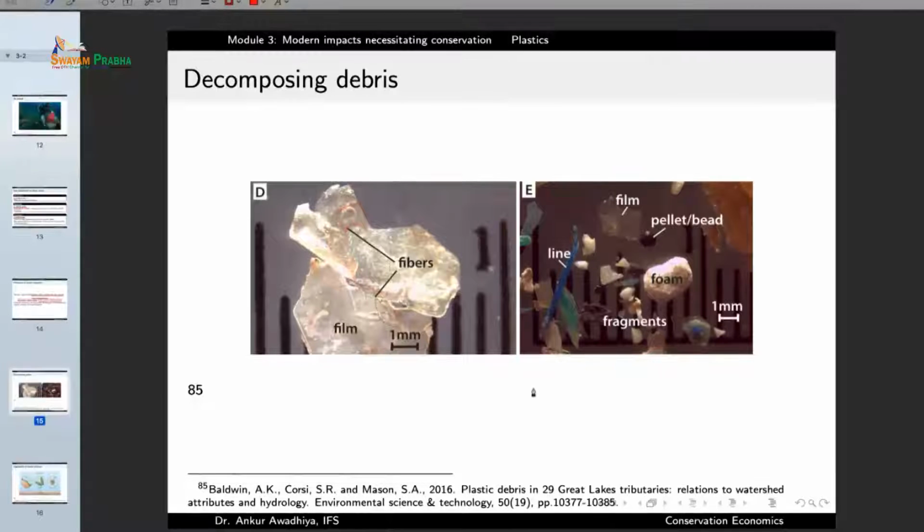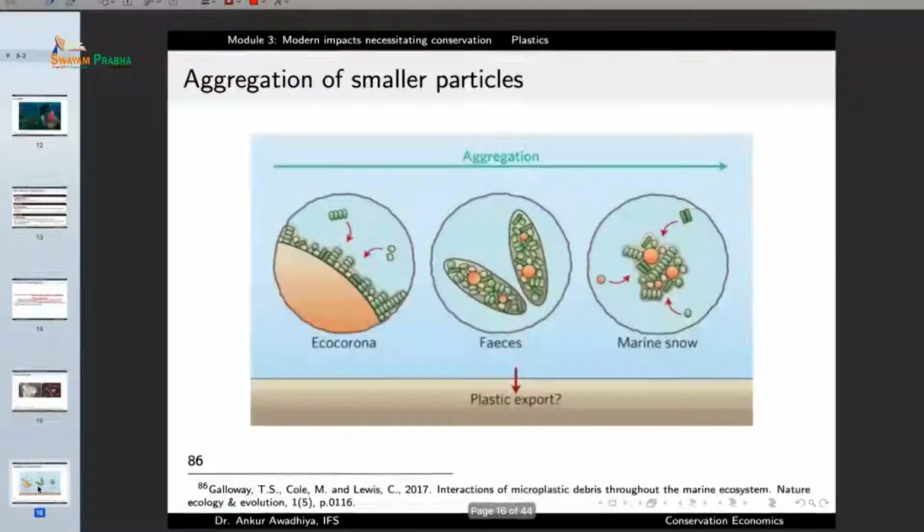This is coming from a line. A line means that it is coming from a rope. Then you also have these pellets or beads, especially those that are used in the cosmetic industry as exfoliators. So you find all these different kinds of plastics in debris. You'll find fibers, you'll find film, and so on.